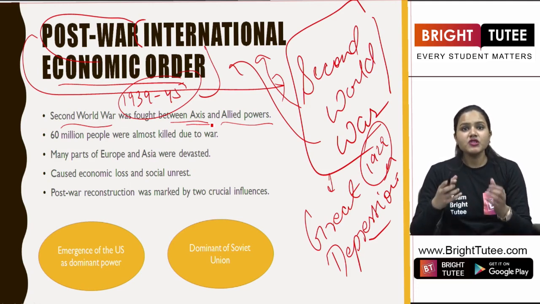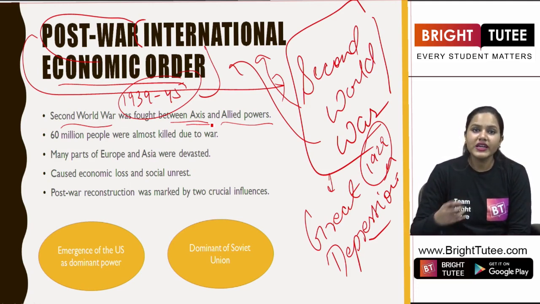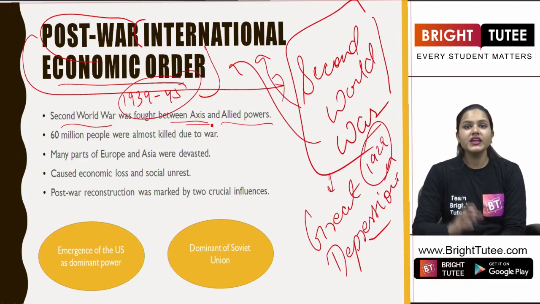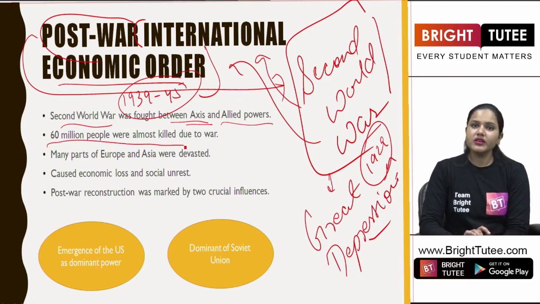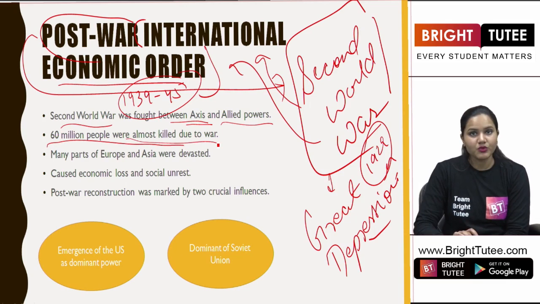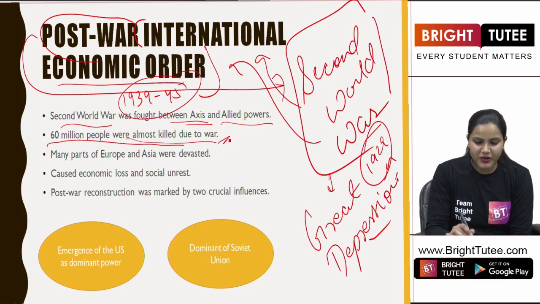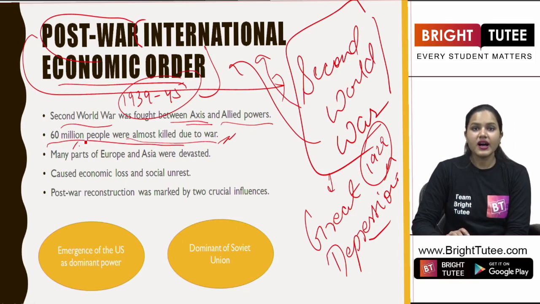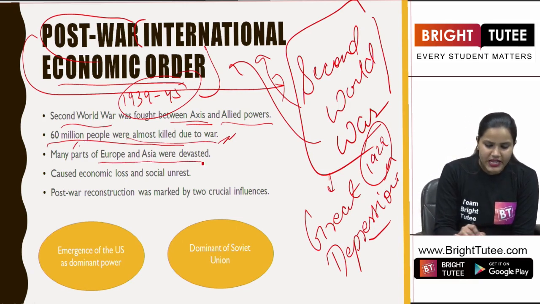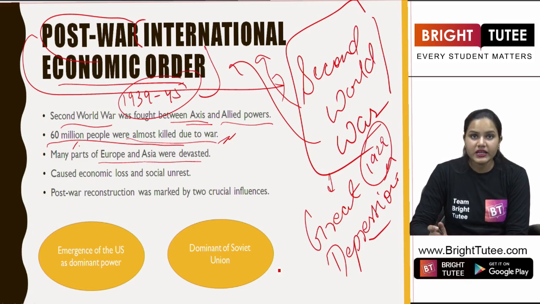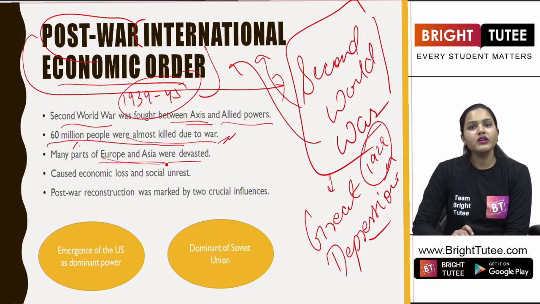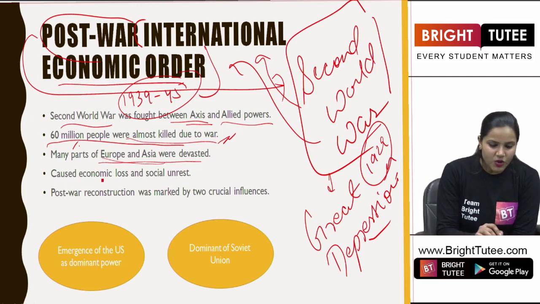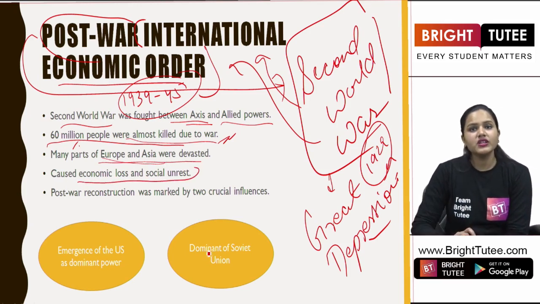This time, the lives of common people were lost more in the Second World War, apart from the armed forces. So, 60 million people were killed in the Second World War. This was a huge number of people who lost their lives. Again, many parts of Europe and Asia were devastated. Definitely, the war took place on a large scale. So, all these regions of Europe and Asia that were involved in the war were devastated at that time. It also caused economic loss and social unrest.